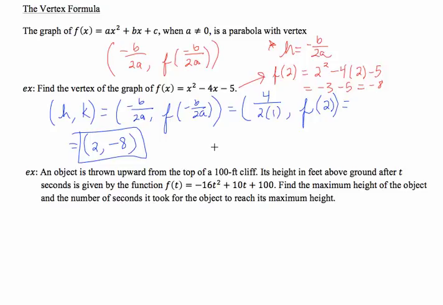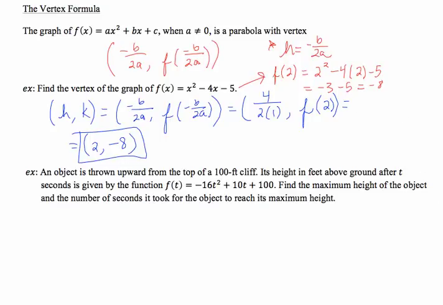Okay, let's do one applied example. This is going to be the last example for the entire course. Alright, an object is thrown upward from the top of a cliff that is 100 feet high. Its height in feet above the ground, after t seconds, is given by f of t equals negative 16t squared plus 10t plus 100. Find the maximum height of the object and the number of seconds it took for the object to reach its maximum height.